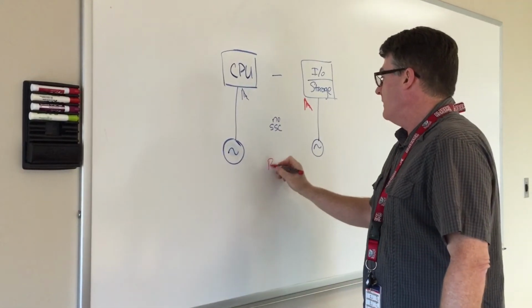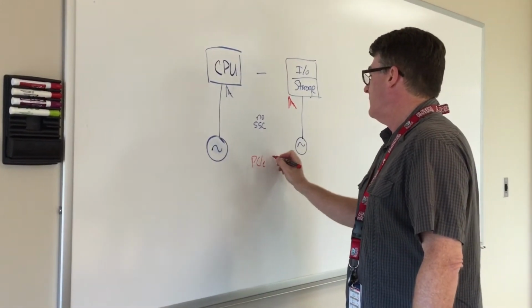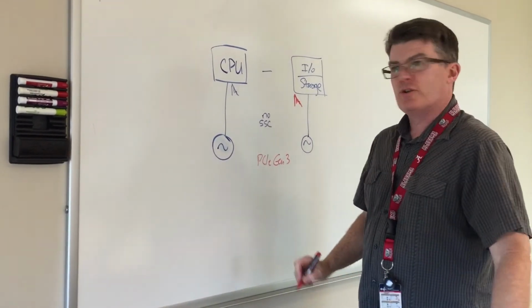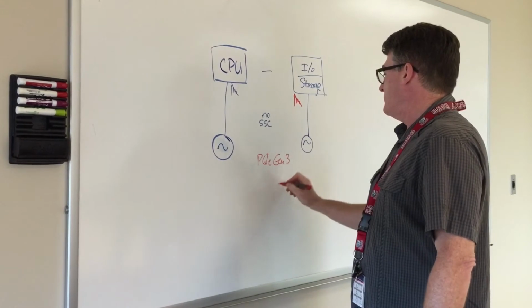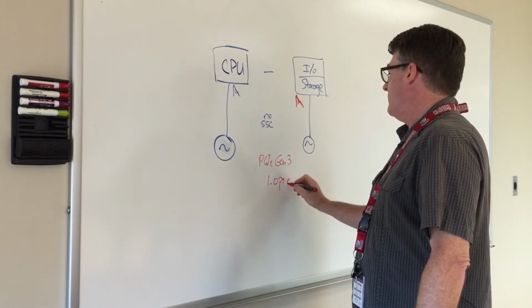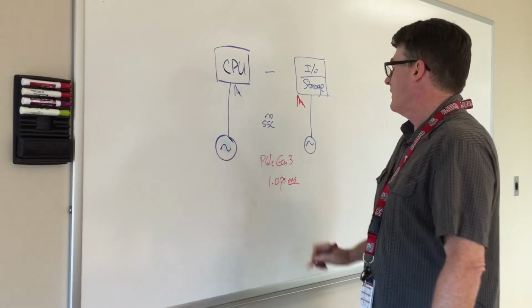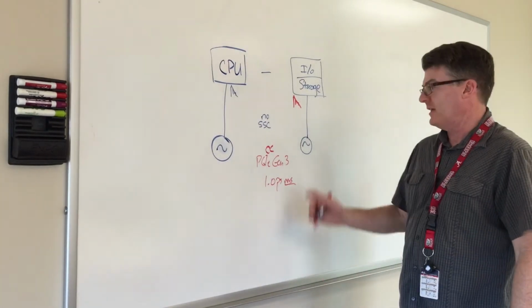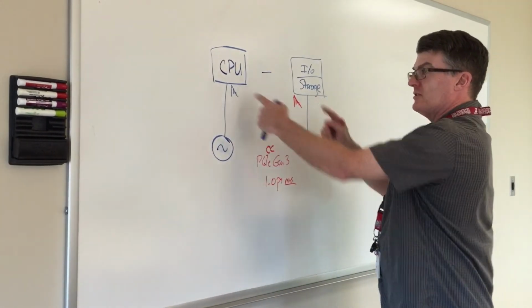PCI Gen 3, the clock jitter spec for Gen 3 is 1 picosecond RMS. Okay, that's the common clock. I'm going to abbreviate common clock as CC. So that's when the clock's the same on both sides.